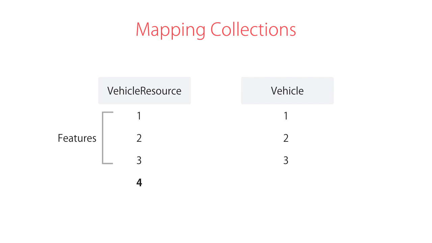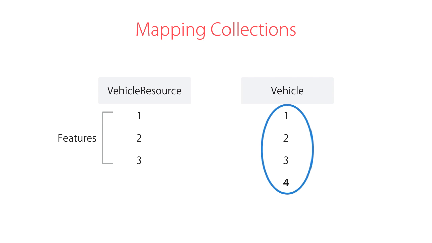So the algorithm we need to implement here is that we need to iterate over the list of features in vehicle resource. And if there is a feature here that we do not have in our vehicle object, then we need to add it to our vehicle object. Now let's take a look at another scenario. So now we have a vehicle with four features. We call our API and exclude feature number 4.